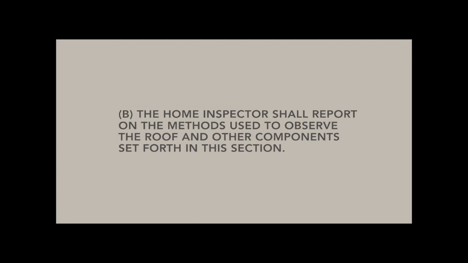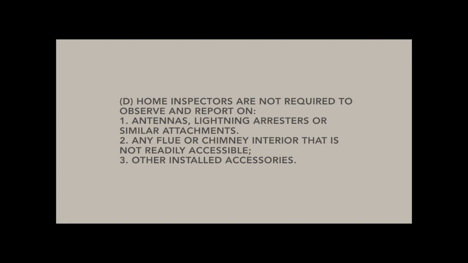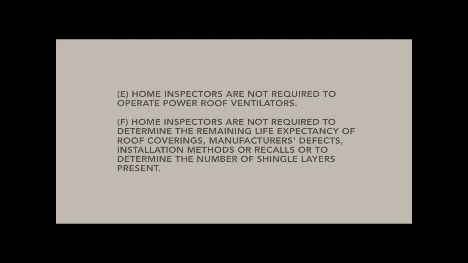The home inspector shall report on the methods used to observe the roof and other components set forth in this section. All home inspection reports shall describe the observed condition and type of roofing materials, and shall describe the methods used to observe the roofing. Home inspectors are not required to observe and report on antennas, lightning arresters, or similar attachments, any flue or chimney interior that is not readily accessible, or other installed accessories. Home inspectors are not required to operate power roof ventilators.